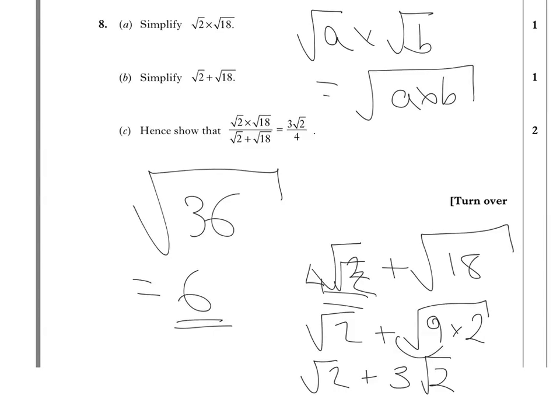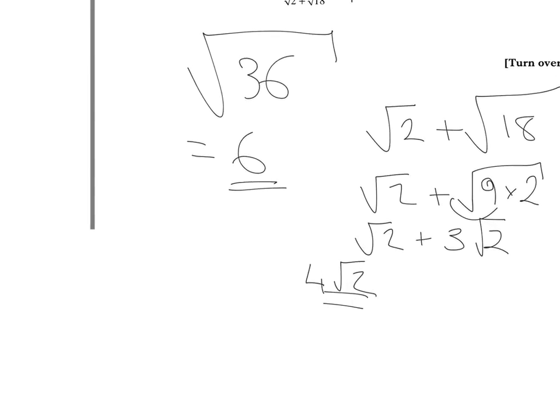So I've got my answers for part A and part B. For part A, which was root 2 times root 18, I worked out that that was equal to 6. The bottom, root 2 plus root 18, I just worked out there that that was equal to 4 root 2. So I'm going to write this out again, but where I see the top, I'm going to write what I found it was, which was 6, and at the bottom, what I found it was, which was 4 root 2, and that should help sort it out.